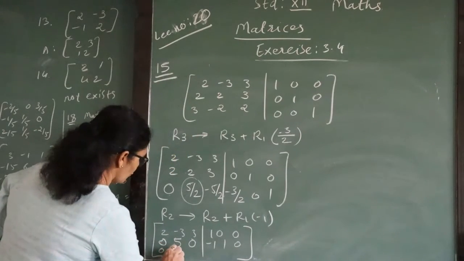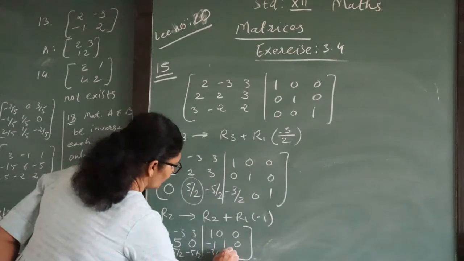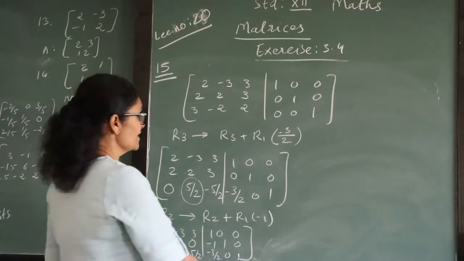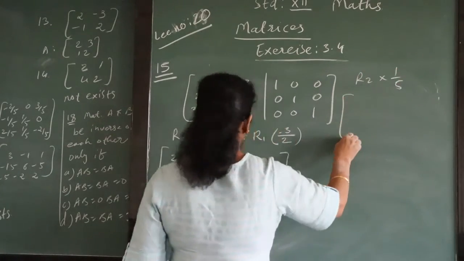Okay, we keep the last row as it is because we will make a change after completing this row. Now, we do not want this 5. So, the full second row multiplied with 1 by 5. What do you get?